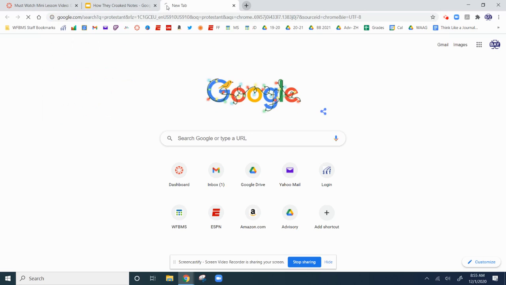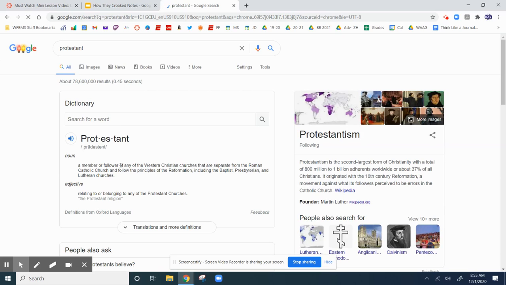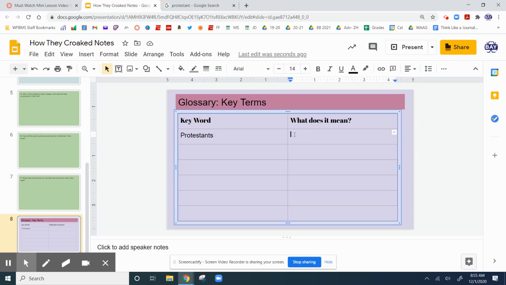So first of all, what is a Protestant? Let's find that out if we didn't know already, just so we're sure. A member or follower of any of the Western Christian churches that are separate from the Roman Catholic Church. So I'm going to simply copy and paste that. So I have a really good definition of what that is. I've read it over. Now I know in my mind what it is.